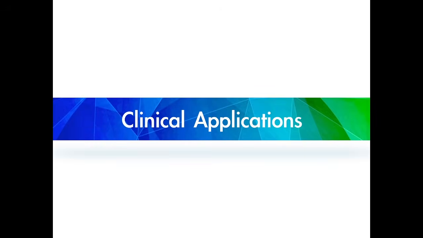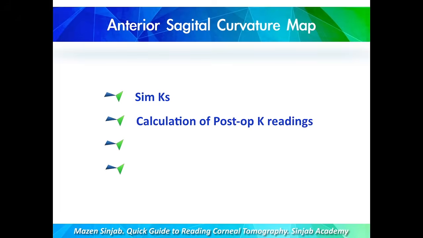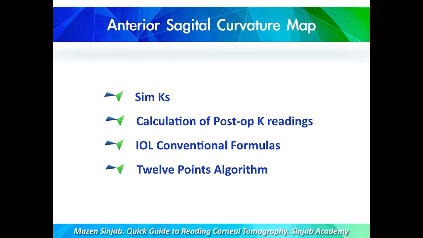Clinical applications of these maps. The anterior sagittal curvature map is very important in order to study SIM case and to calculate the post-op K readings after refractive surgery. The IOL conventional formulas are based on this map. In addition, the anterior sagittal curvature map is a part of the 12 points algorithm in studying corneal tomography.